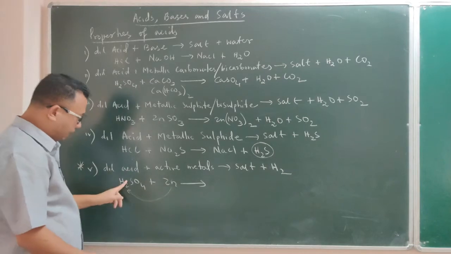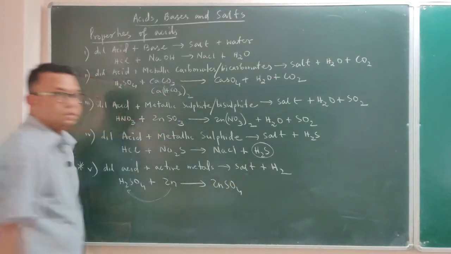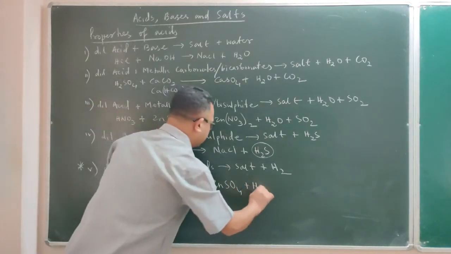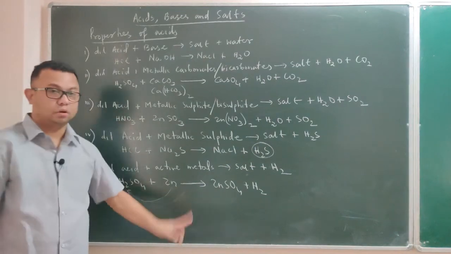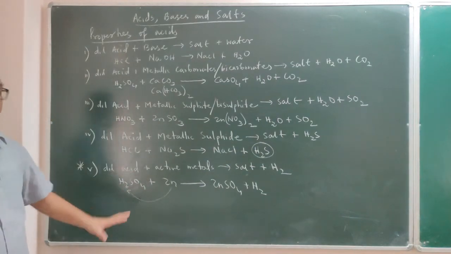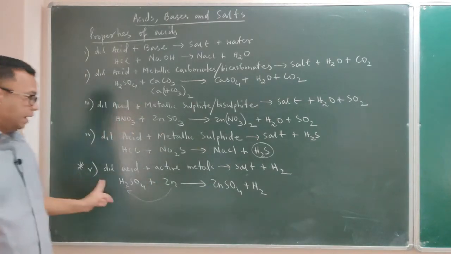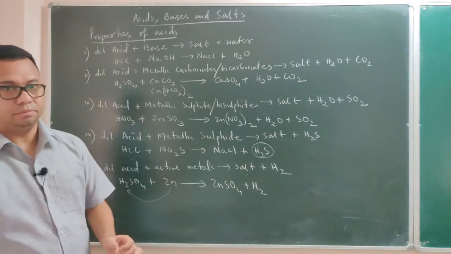As zinc takes the place of hydrogen, it forms zinc sulfate, which is a salt. And since hydrogen is kicked out, hydrogen gas is produced. Again I am repeating, this reaction is not shown by nitric acid. Hydrochloric acid will show it, sulfuric acid, all other dilute acids show it. Nitric acid is the only acid which will not show this reaction because of its oxidizing property.